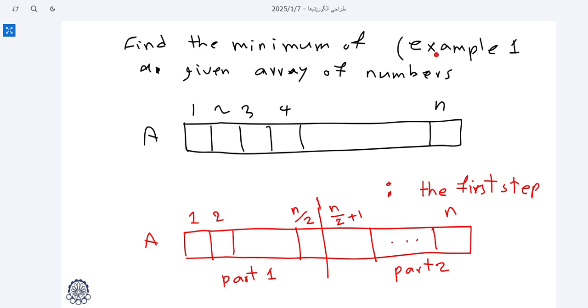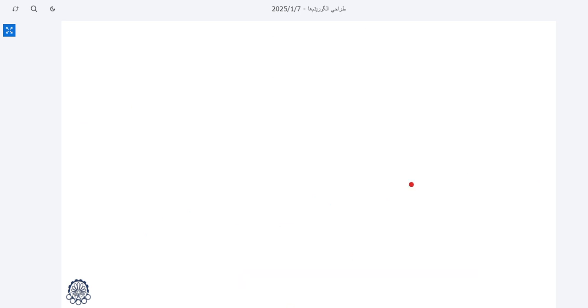The second step, what was the second step? In the second step, we should solve each problem separately. I mean that for part 1, we should find the minimum of part 1. Then we should solve subproblem 2, the part 2, that is, find the minimum of part 2. So we recursively solve the problem for these two parts.